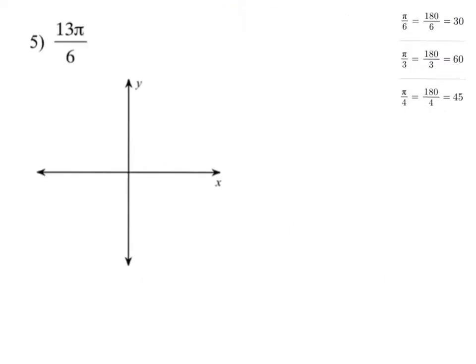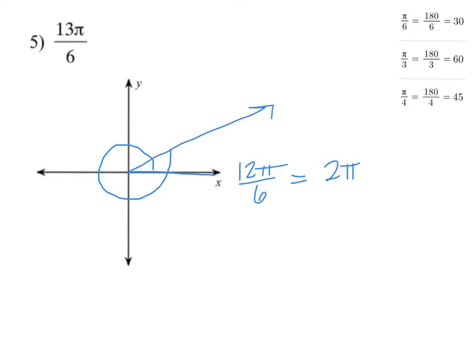Next, we're going to sketch 13 pi over 6. So that's a big angle. And we do know where 12 pi over 6 is, right? Because 12 pi over 6, if we divide, is 2 pi. That means we're going to start here on our initial side. We're going to rotate all the way around to 12 pi over 6, and we're going to go 1 pi over 6 more to get to 13 pi over 6. Because 12 pi over 6 plus pi over 6 is 13 pi over 6.